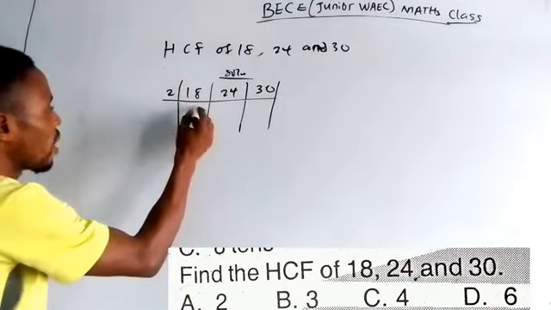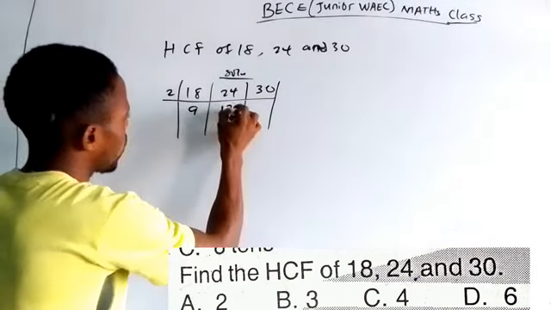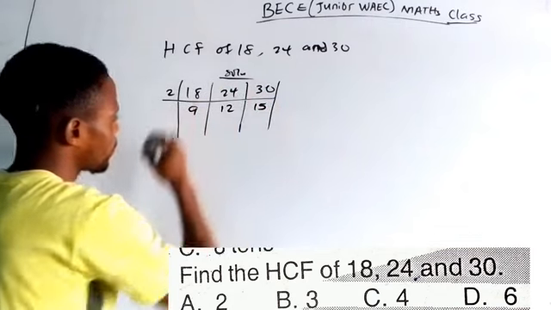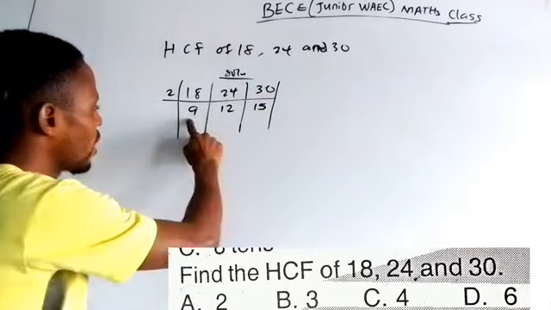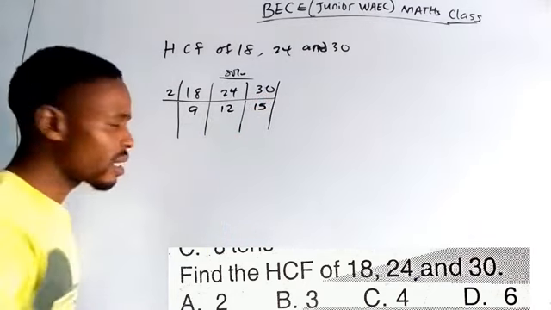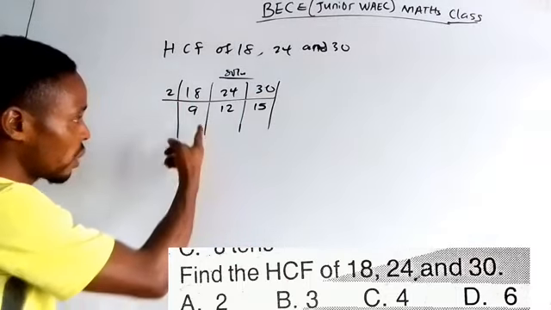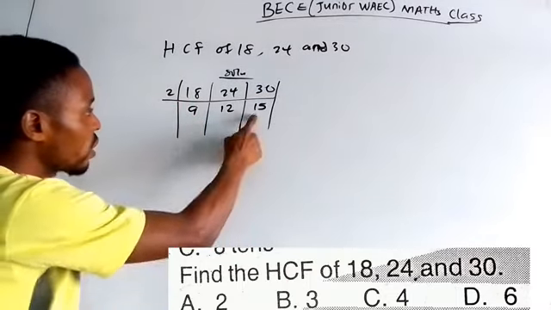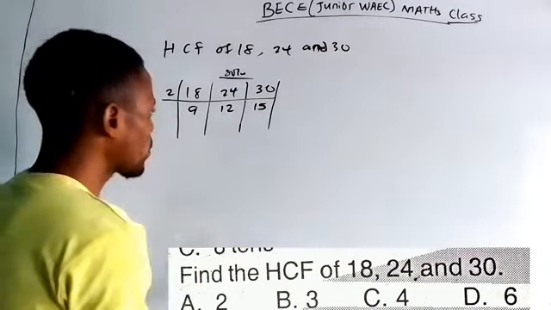2 divided into 18 we have 9. 2 divided into 24 we have 12. 2 divided into 30 we have 15. So now we have used 2 to divide all of these. We have 9, 12 and 15. What is the next step now? The next prime factor after this 2. Can 2 go into 9? No. 2 cannot divide 15 and 9, but 2 can go into 12.